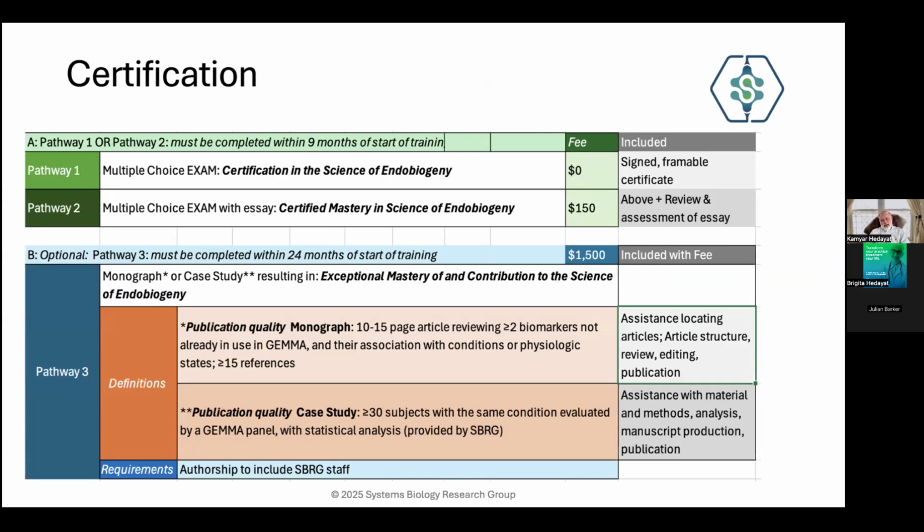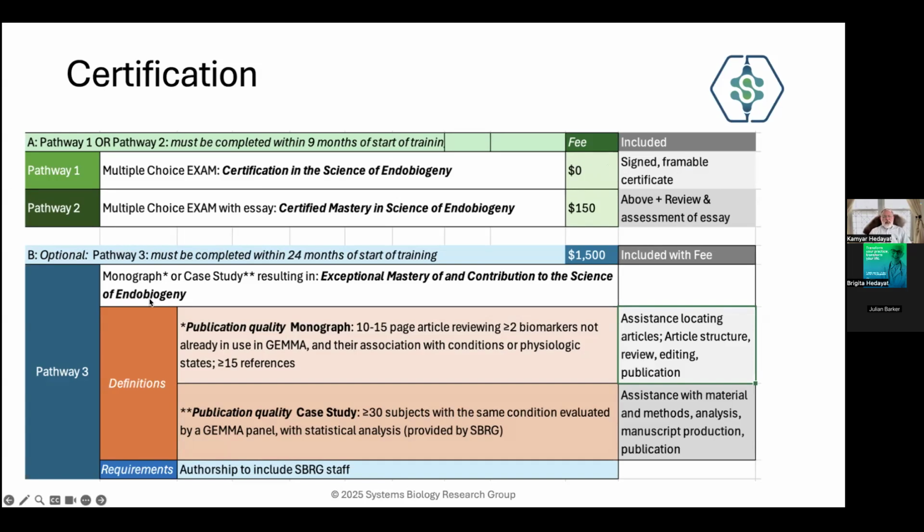There are 3 levels of certification. Pathway 1 is to take the multiple choice exam that I mentioned earlier, and you'll receive certification in the science of endobiogeny. There's no additional fee for this, and if you pass, you'll receive a signed and frameable diploma. The second pathway is to take the exam and write an essay reflecting on a topic that I'll personally assign to you. I'll try to make it as personal as possible. And with that, you'll receive a diploma called Certified Mastery in the science of endobiogeny.